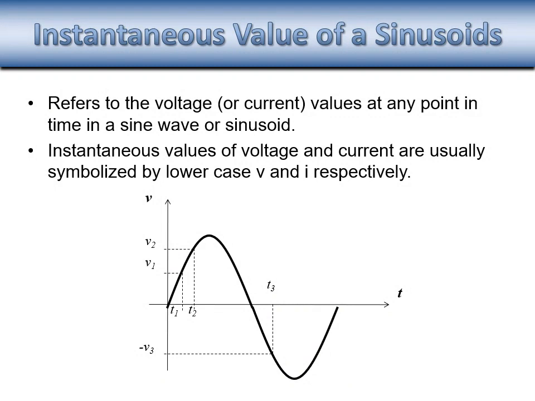An instantaneous value of a sinusoid refers to its value at any point in time. Instantaneous values, being changing values in a sinusoid, are expressed in lowercase. For example, if we have a voltage, these values are expressed in lowercase.